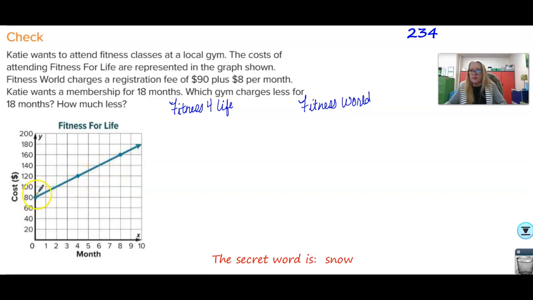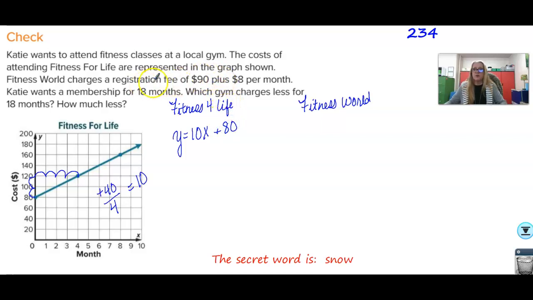We see our y-intercept is 80. What's our slope? This is going up by 20, up by 40. So up 40. And then right, and these are going up by 1. So 1, 2, 3, 4. So the slope is positive 10. y equals 10x. The initial value was 80, plus 80.